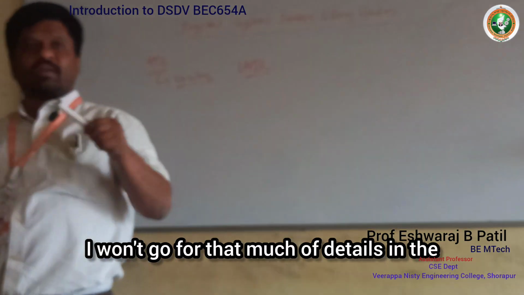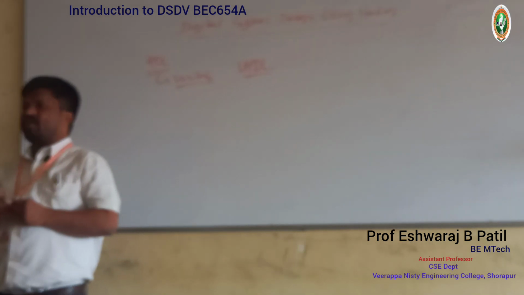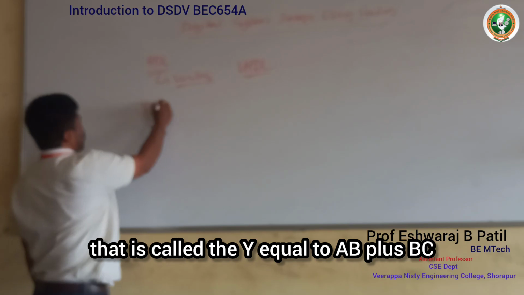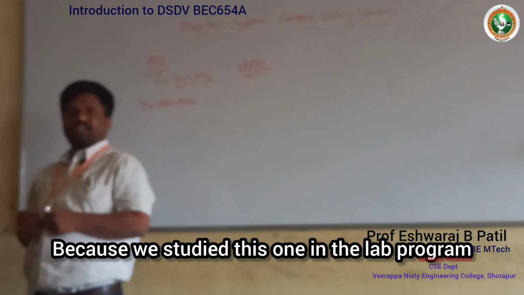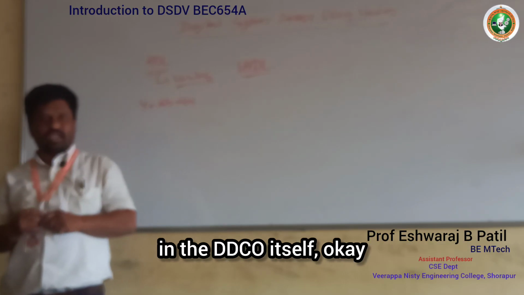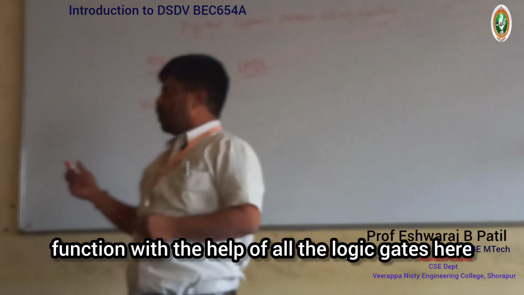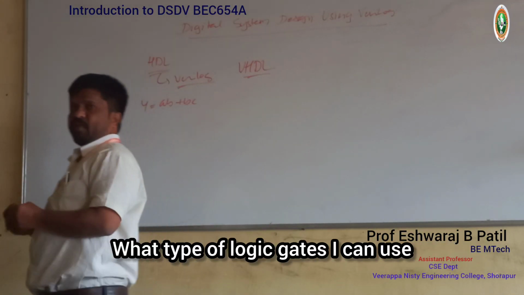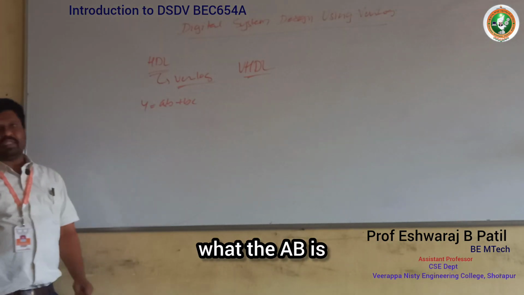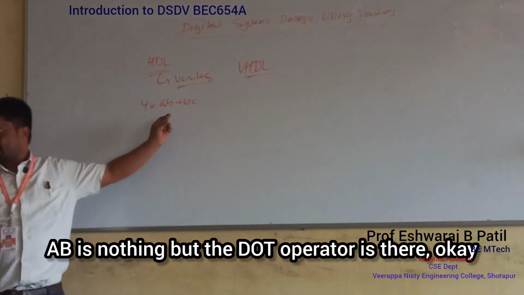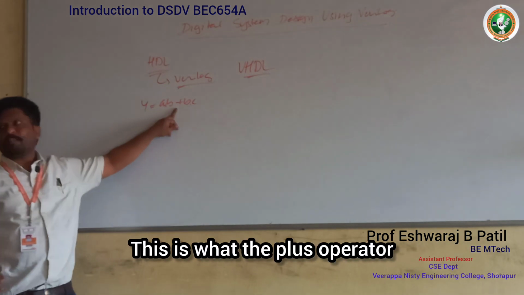I won't go into that much detail, but I will consider one Boolean function here, y equals AB plus BC. I hope you all remember this equation, because we studied this in the lab program in DDCO itself. I have to implement this complete Boolean logic function with the help of logic gates. What type of logic gates can I use? You should remember. AB is nothing but the dot operator, BC is also a dot operator, and this is the plus operator.